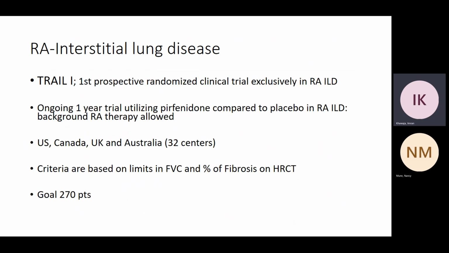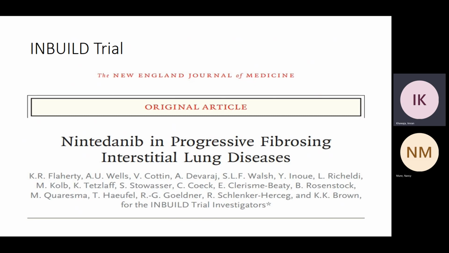The other study that I told you about, TRAIL1, is the first prospective randomized clinical trial only on RA-ILD. They are trying to get around 270 patients. It is still going on. It is multi-center, and they are studying pirfenidone as compared to placebo, specifically in RA-ILD. Otherwise, we don't have any specific paper in relation to RA interstitial lung disease treatment.